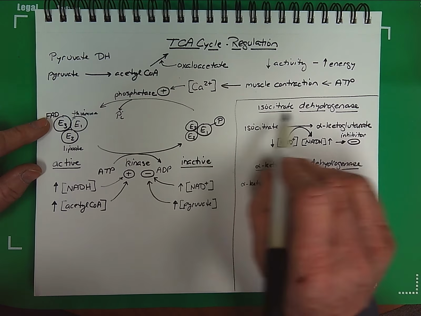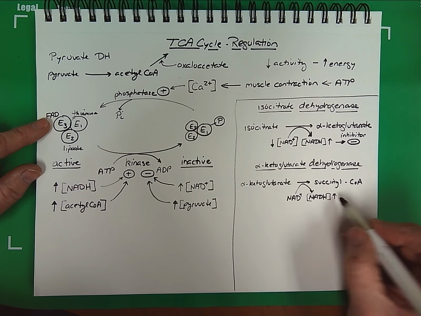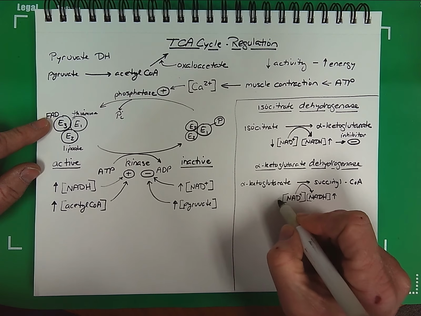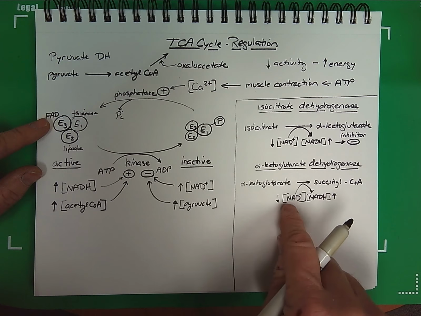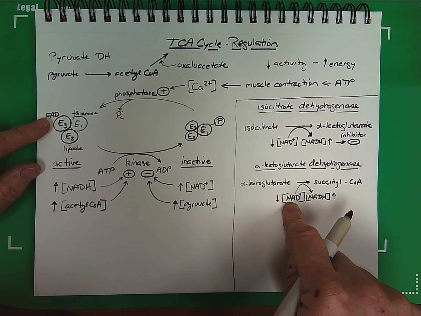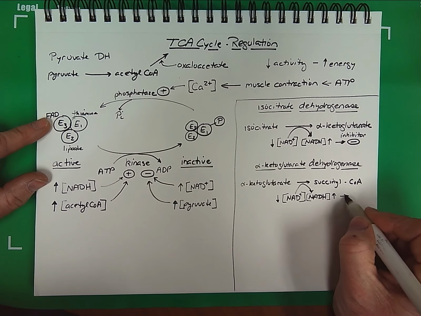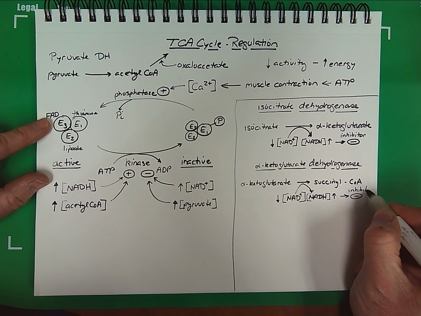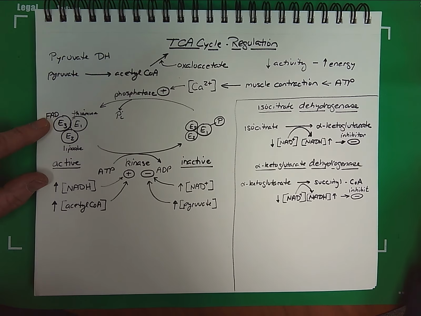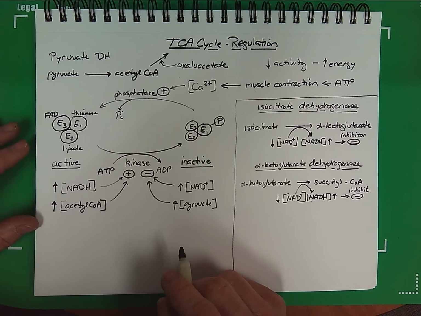As we saw with the isocitrate dehydrogenase, as our NADH levels begin to rise because our energy charge is high, our NAD levels begin to drop. So the necessary cofactor to keep this enzyme going is becoming reduced, lowering its concentration. The reduced form of NAD, NADH, is now going to inhibit the alpha-ketoglutarate dehydrogenase. Very much the same as the isocitrate dehydrogenase.